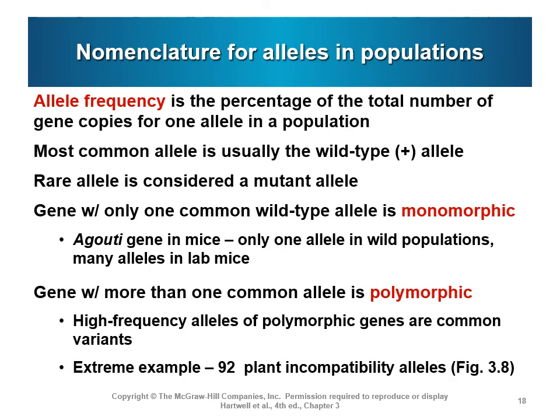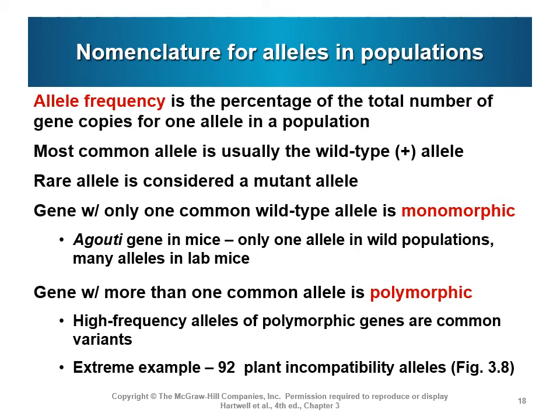Now we will introduce some common concepts and terminology. First, allele frequency is the percentage of the total number of gene copies for one allele in a population. Obviously, the most common allele is usually the wild-type, plus allele. A rare allele is considered a mutant allele. It's safe to assume this.